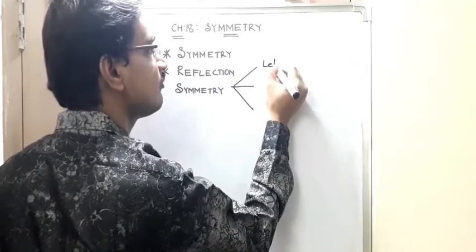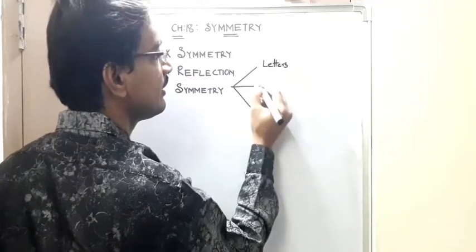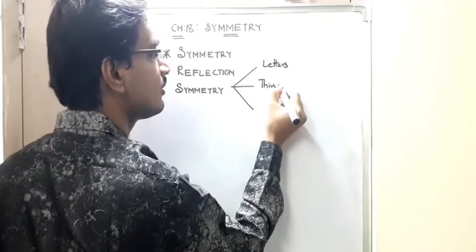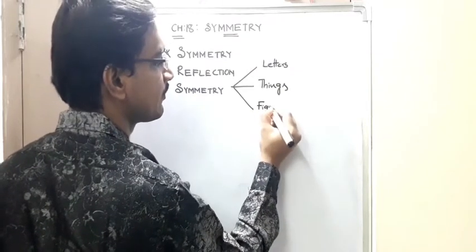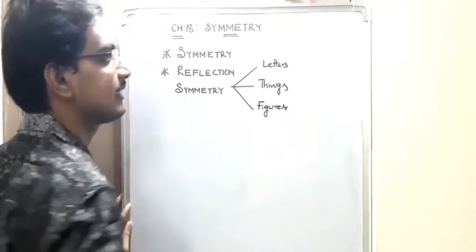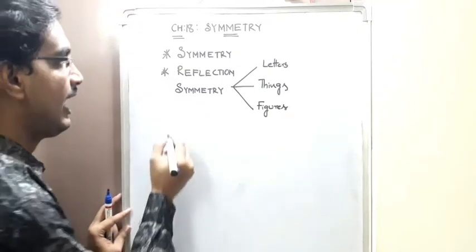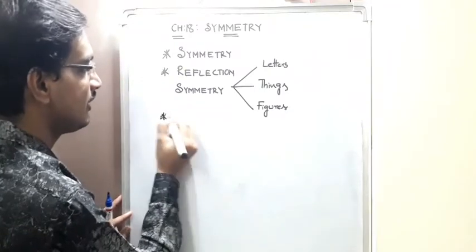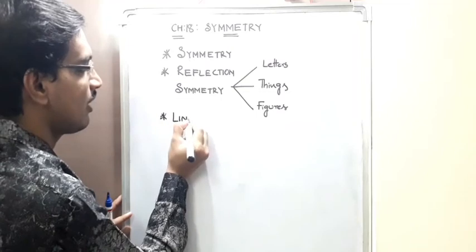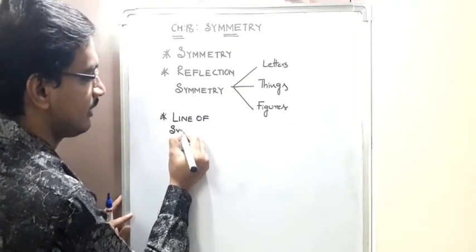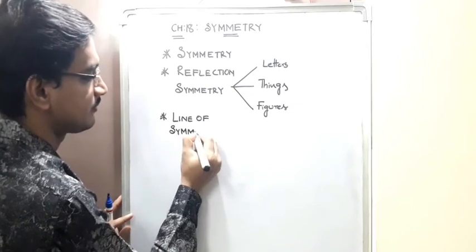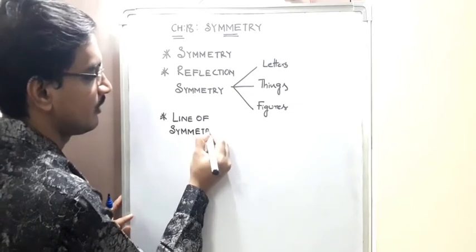letters, that is alphabets, things or objects, and the next figures. That means triangle, rectangle, like that. And the next concept which we learned is line of symmetry.